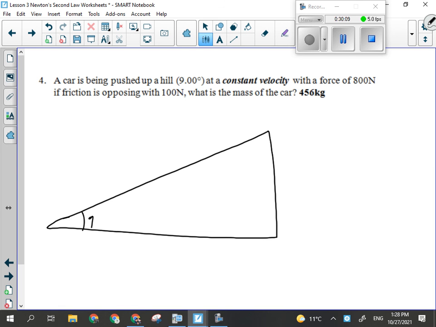Okay, so we know the angle's 9.0 degrees. Okay, we know there's a box sitting on there, but we don't know what the box's mass is. Right? We know there's 800 newtons worth of force acting up the ramp. We know that friction is acting down the ramp with 100 newtons. What other force acts down the ramp? F parallel. How big is it? 700 newtons. That's what I have to get from the constant velocity part.